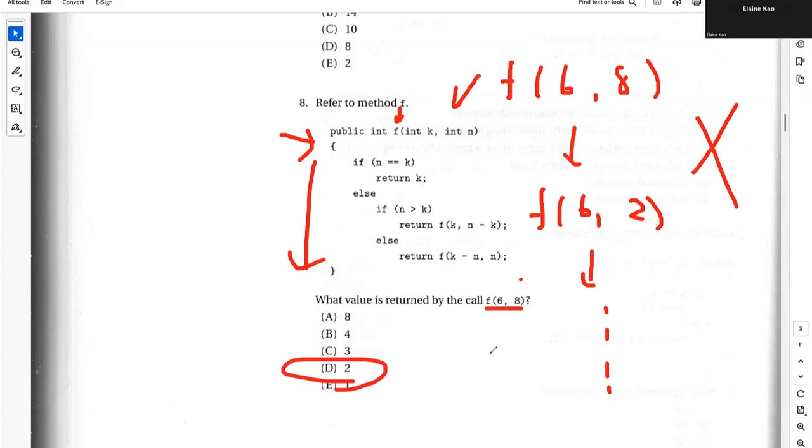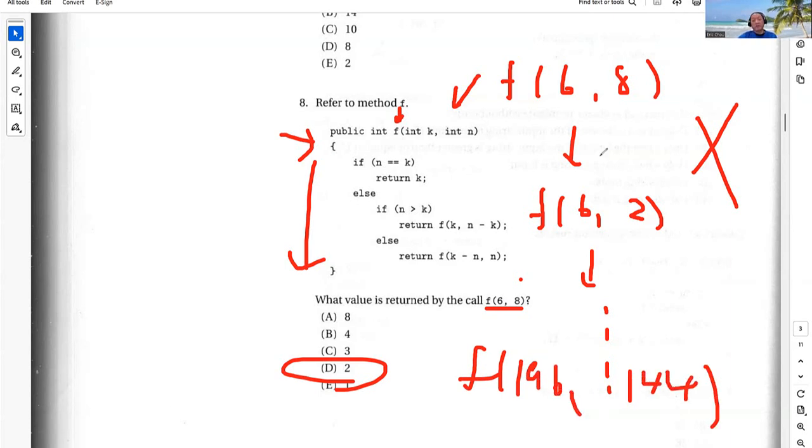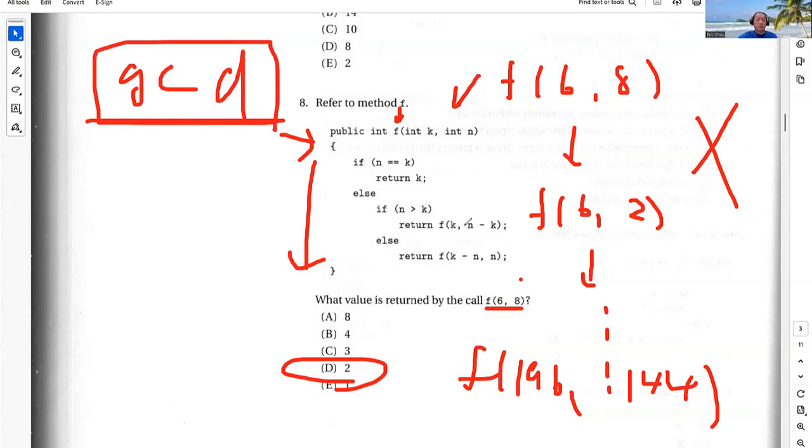Okay, this is second A. If it is actually f of 196 versus 144, what will happen? You will spend a lot of time doing it, right? Yes. So this one, you read it, you need to know about GCD. In GCD, do we cover it? Yes, we do cover this algorithm when we do the GCD.